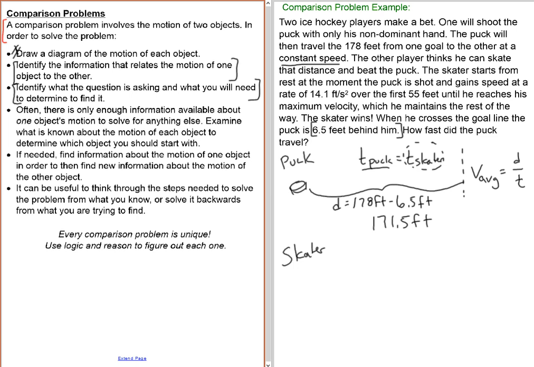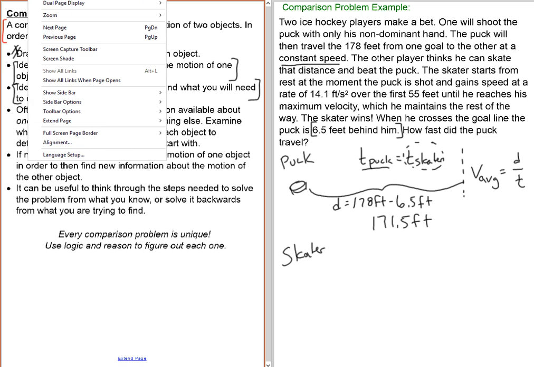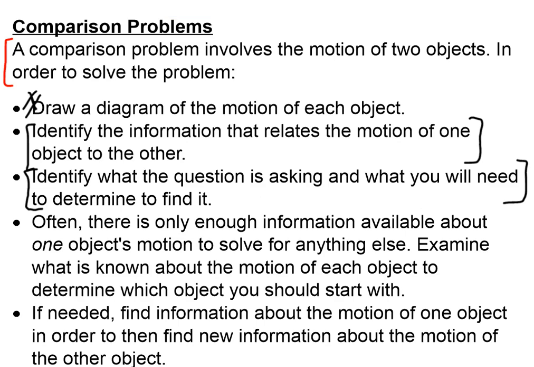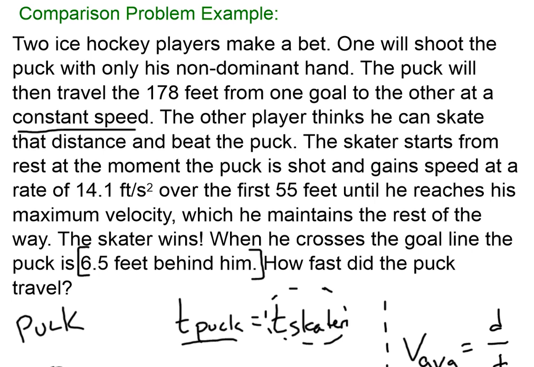So let's work on the skater, and at this point I think we can go full screen again and go back over to that diagram. Let's re-examine what's going on with the skater. So he starts from rest. VI is 0. He gains speed. That means he's accelerating, and here is that rate, feet per second is an acceleration. But he only does that for 55 feet, even though the whole course is 178 feet. By the way, that is the right distance from goal to goal on an NHL rink. Now, at that moment, he reaches his max velocity, which he maintains the rest of the way, which means whatever his final speed was for the first chunk of motion, that's his V average the rest of the way.